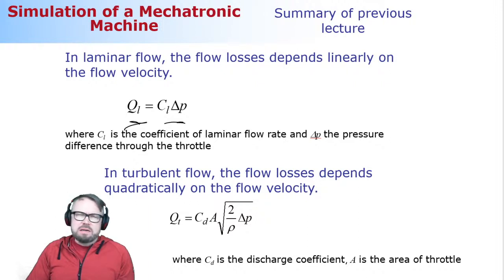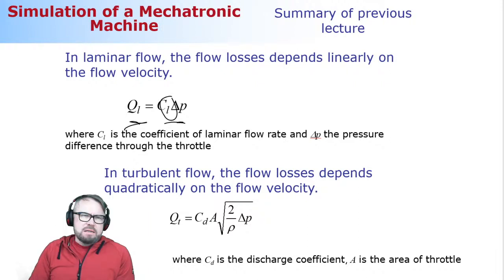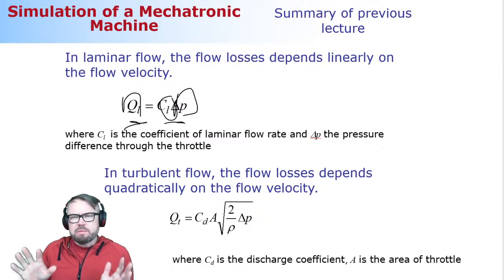In a laminar flow, that relation is always linear. And it depends on the geometry of the throttle. It depends on the viscosity. And these components can be put together into one coefficient that is denoted here as CL. CL is very heavily case dependent, but the important thing here is that flow rate and the pressure difference are linearly related. That's something that you must keep in your mind.